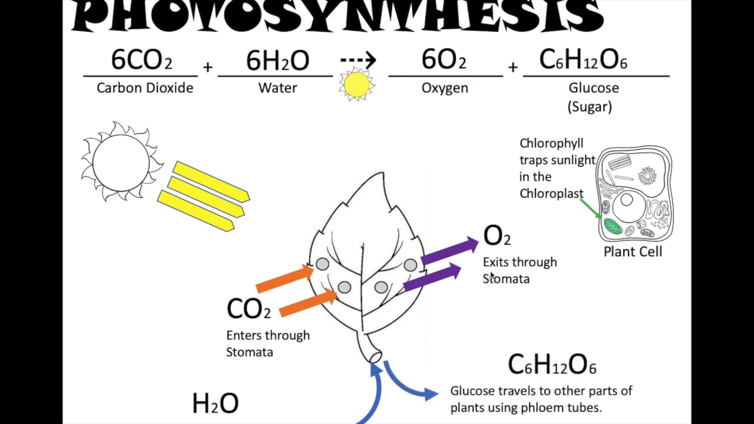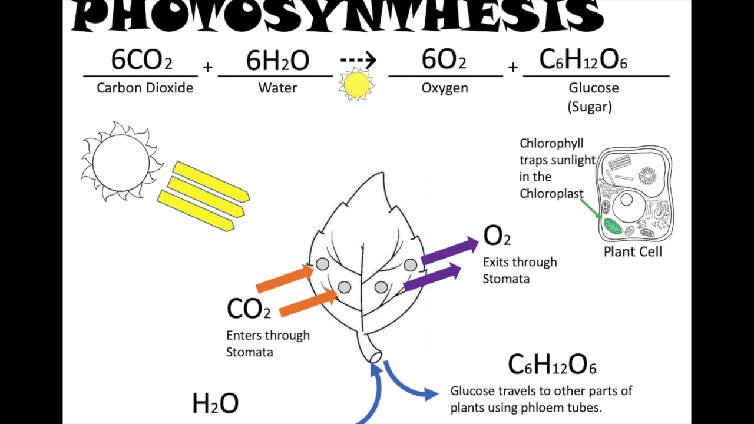And the glucose follows another set of tubes called the phloem tubes. The glucose is just flowing through the plant, folks. And that's a sugar. Glucose is a very simple sugar. And you may be like, what? The plant has sugar? Yeah, it does.